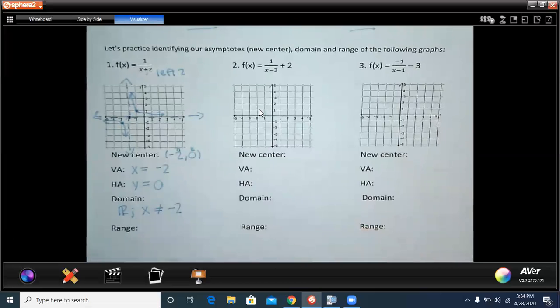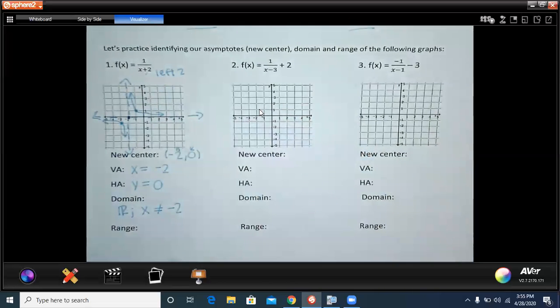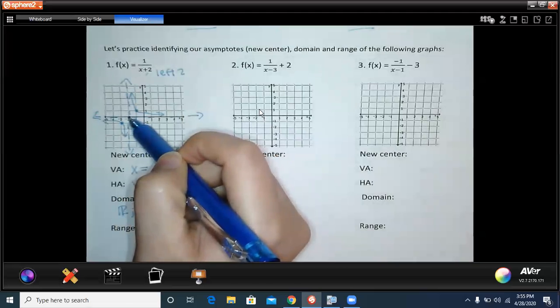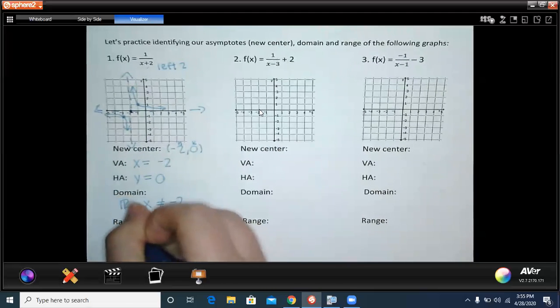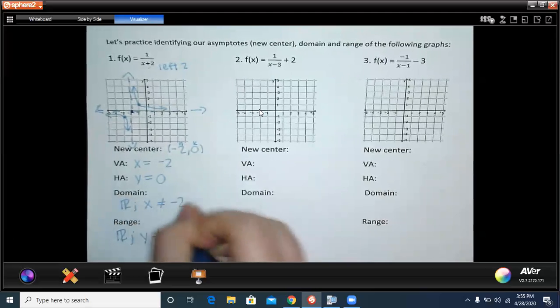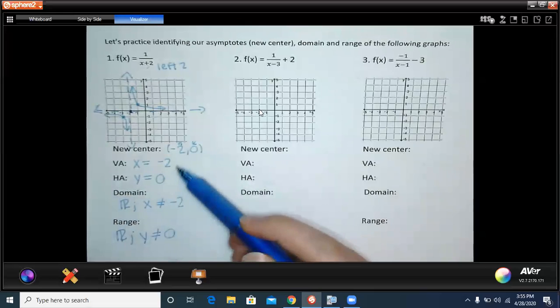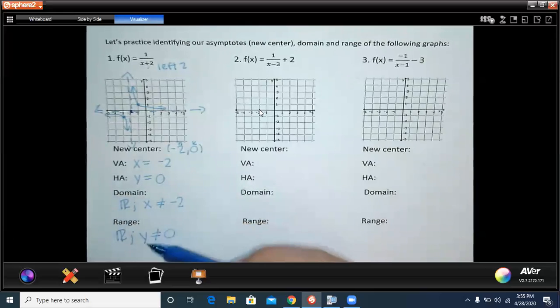And then for my range, my y values are going to go up and down forever, but it does not exist at 0. So y cannot be 0. So all real numbers except y cannot be 0. So when you're writing your domain and range, you're basically going to take your vertical and horizontal asymptotes and say that they cannot exist there.